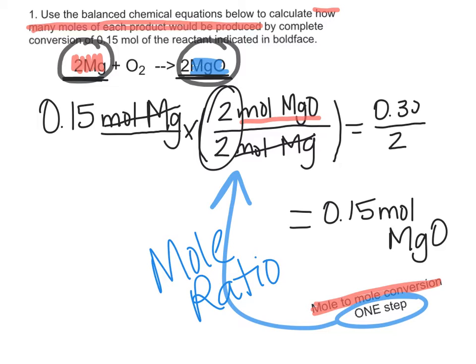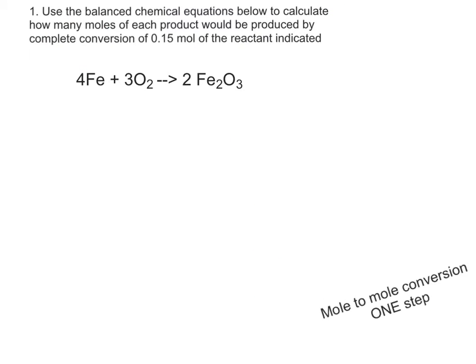Our mole ratio allows us to convert from moles of a reactant to moles of a product. Okay? So let's go ahead and do number 2, which is another mole-to-mole. In this one, we have 4 moles of iron plus 3 moles of oxygen gas to produce 2 moles of iron oxide.